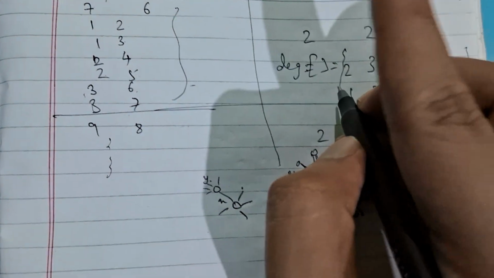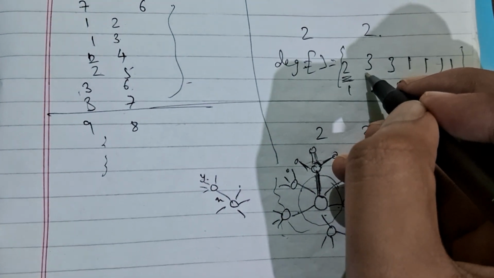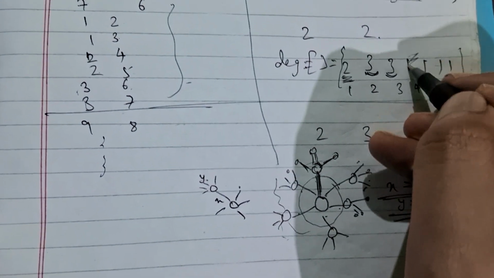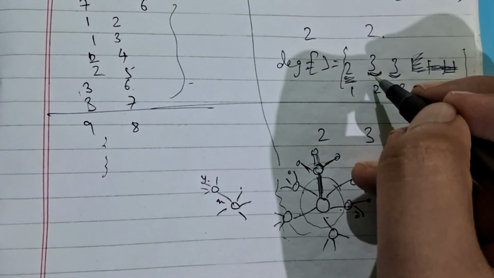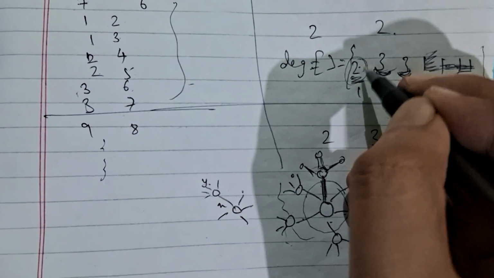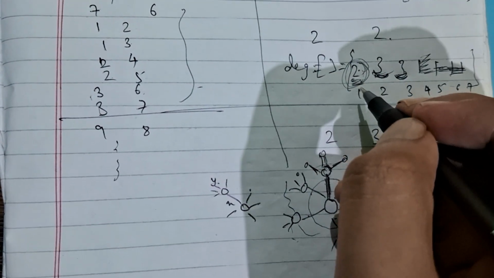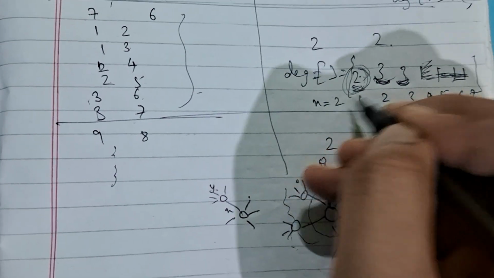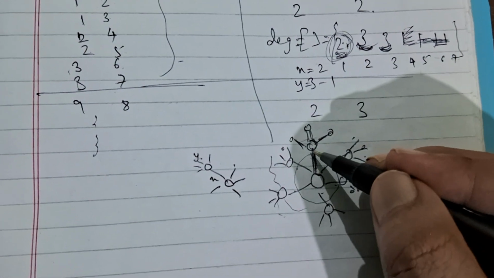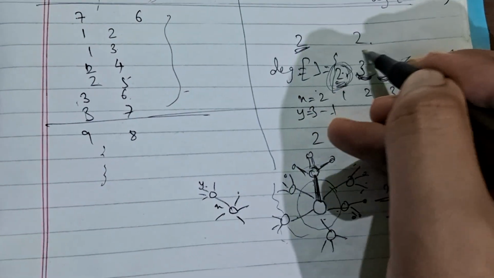So there is only one vertex which has a degree of 2, and there are 2 elements which have a degree of 3, and we have to ignore all those elements which have a degree of 1. So there are 2 elements which have a degree of 3, and there is only 1 element which has a degree of 2. So what is the answer going to be? The answer is x is equal to 2 and y is equal to 3 minus 1. As I stated, there is 1 extra over here, so 3 minus 1, so it is 2 comma 2.